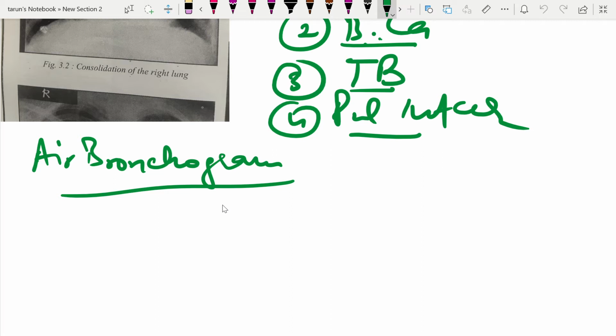So what is air bronchogram? In consolidation of the lung, the air within the bronchus casts linear translucency.